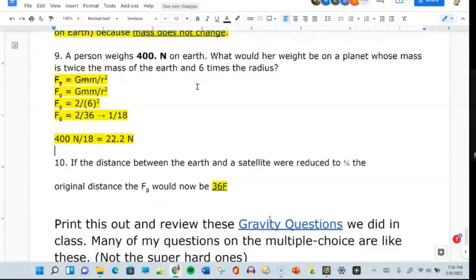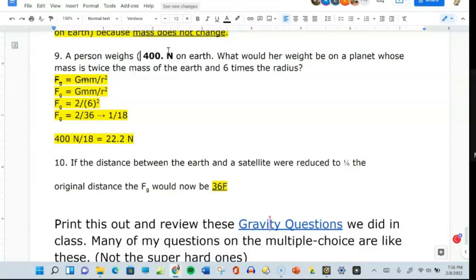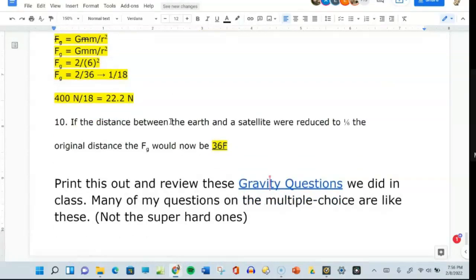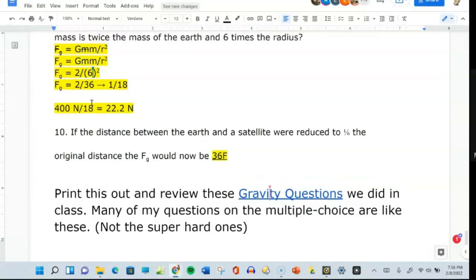Maybe somebody writes that down. Maybe we'll put it right here. If you have weight problems, use FG. If you have acceleration due to gravity problems, derive that little g. If the distance between the Earth and a satellite is reduced to 1/6 of the original, what equation will I use? Well, I'll just use this equation over here.